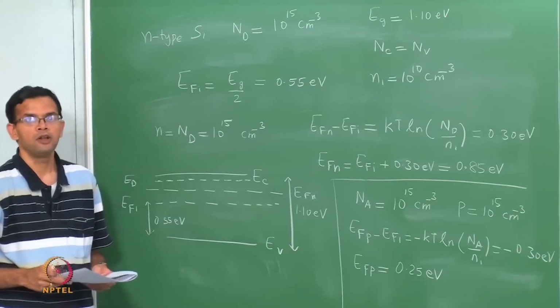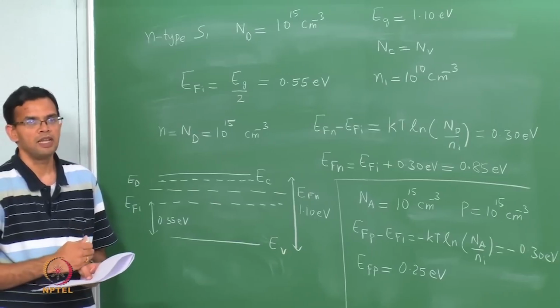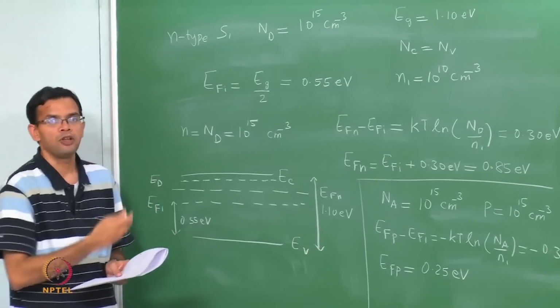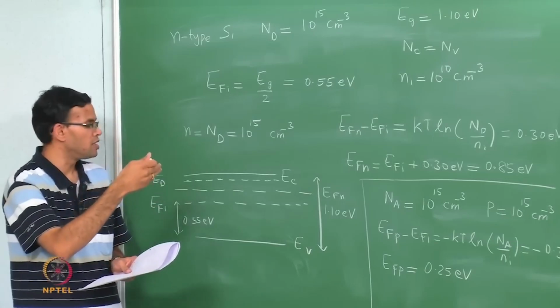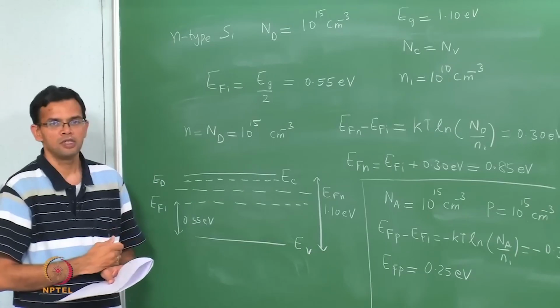So, depending upon the type of extrinsic semiconductor you have, you can have the Fermi level shift. If you have more electrons, it shifts up towards the conduction band. If you have more holes, it shifts below towards the valence band.